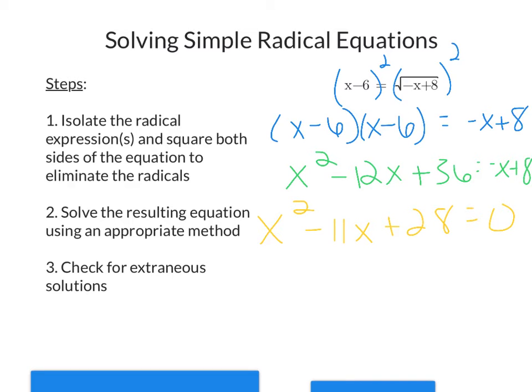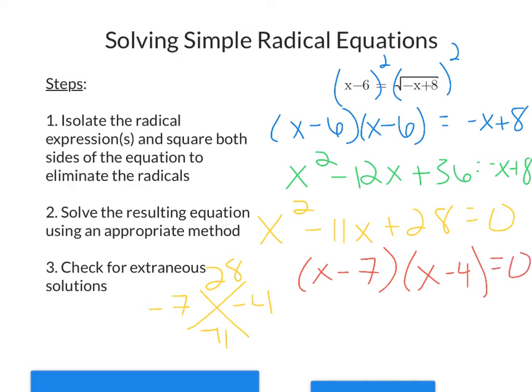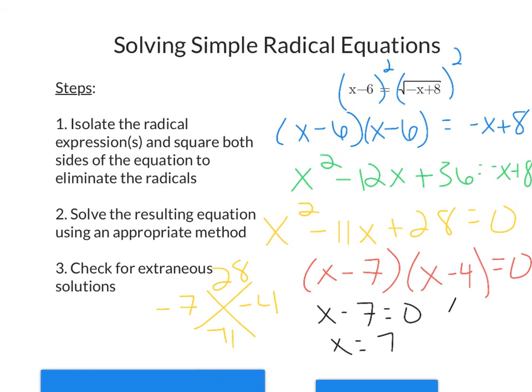Factoring this quadratic trinomial using the diamond method, I would be looking for factors of 28 that sum to negative 11. That would be negative 7 and negative 4. So my polynomial factors into the quantity of x minus 7 times the quantity of x minus 4, and I know it's equal to 0. Using the zero product property and setting both factors equal to 0, I get that x equals 7 and x equals 4.